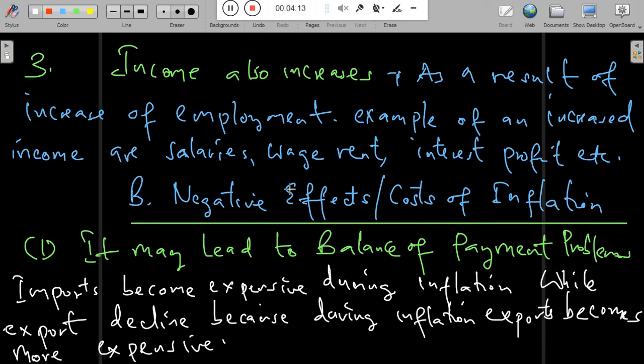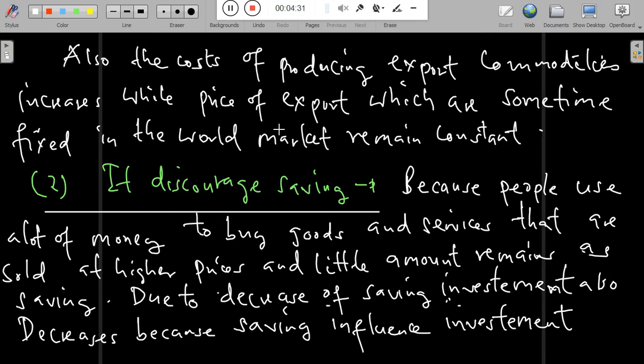Let's look at the negative effects of inflation, which may lead to balance of payment problems. Imports become expensive during inflation while exports decline, because during inflation exportation and importation become unstable. So it needs to be stabilized in one way or another. It also discourages saving, because people use a lot of money to buy goods and services sold at high prices and little remains as saving. If saving decreases, investment also decreases because saving influences investment.